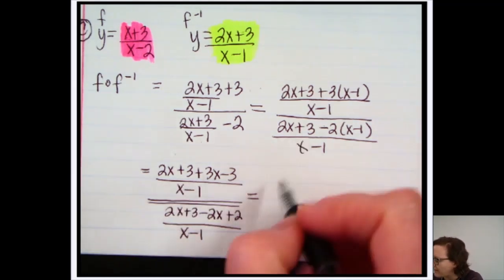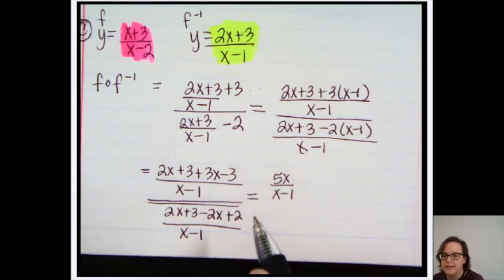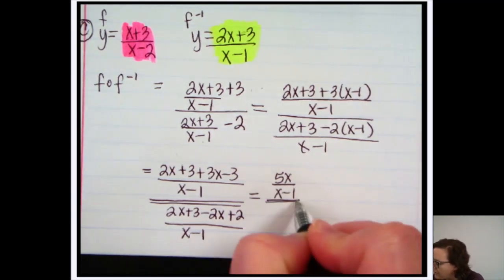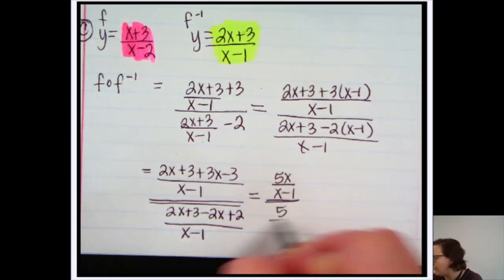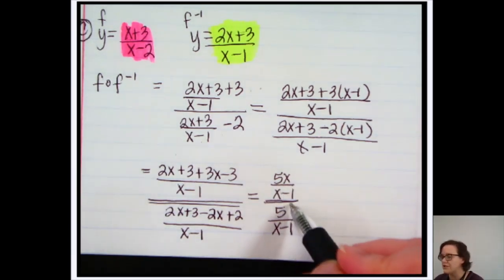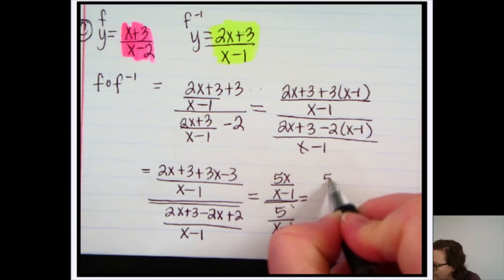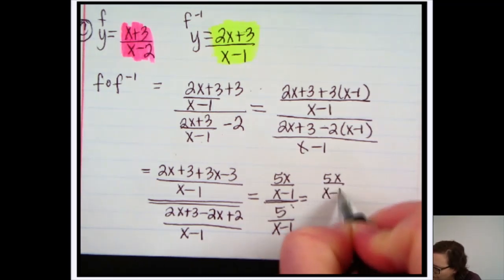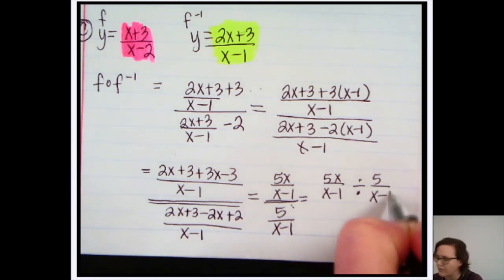Up top, we end up with 5x over x minus 1 by combining like terms. On the bottom, it looks like we end up with 5 over x minus 1. Okay, so it looks nicer. But now we still have this complex fraction. So do you remember what this bar means? That just means divide. So let's rewrite this. This is 5x over x minus 1 divided by 5 over x minus 1.